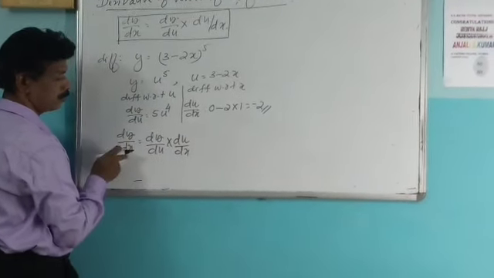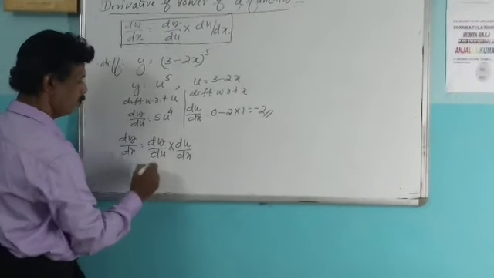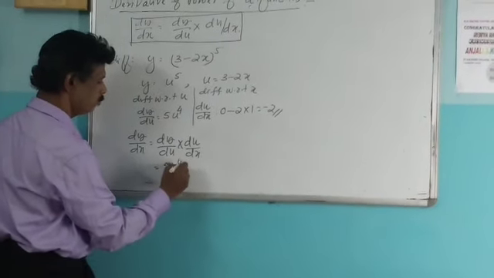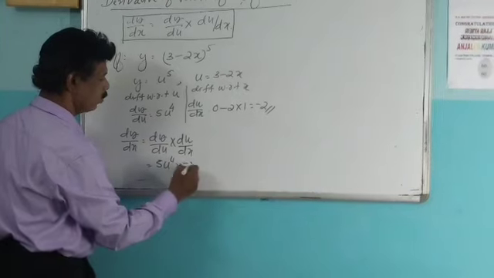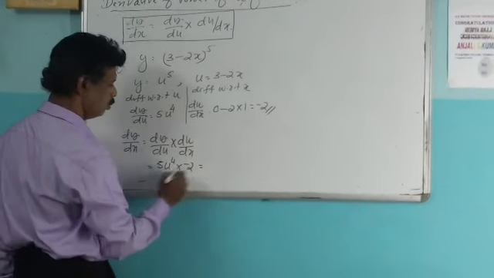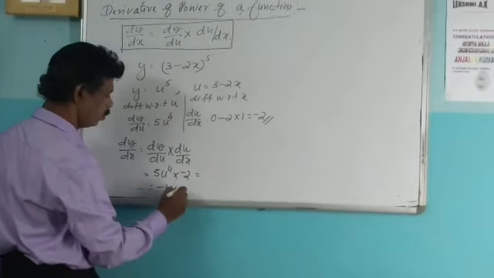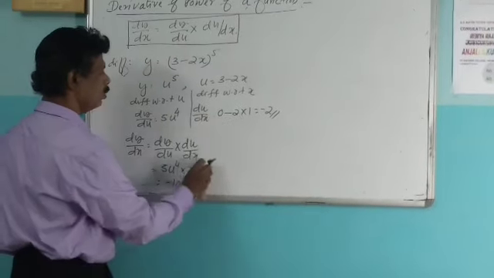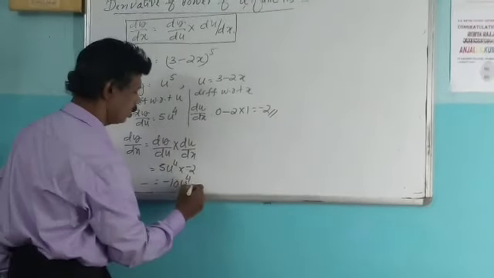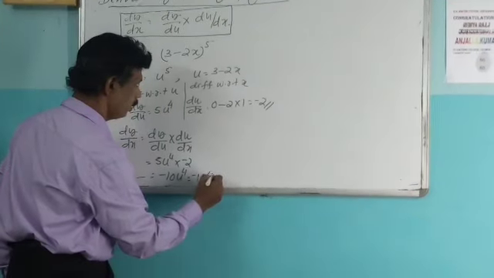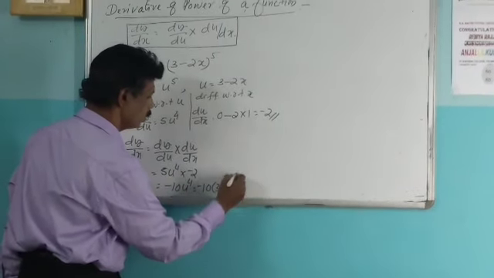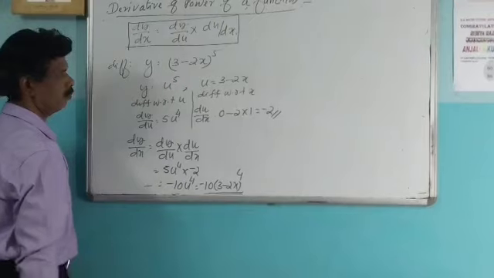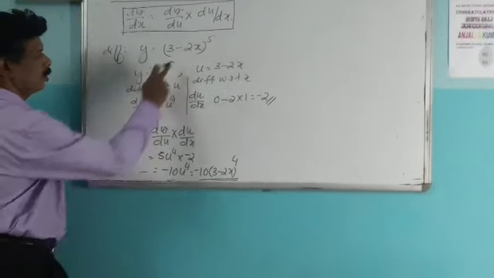Dy by du equal to 5u raised to 4, du by dx equal to minus 2. 5 into minus 2 is minus 10 u raised to 4. Actually, u is equal to 3 minus 2x. So the final result is minus 10 times (3 minus 2x) the whole raised to 4. That is its answer.